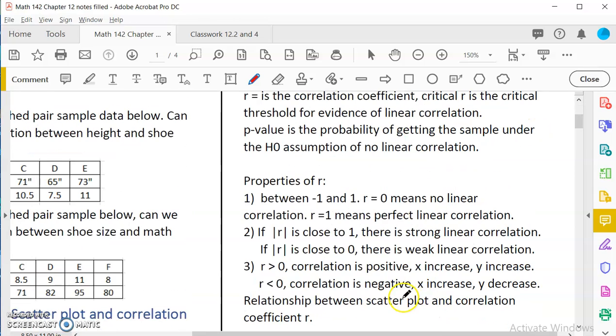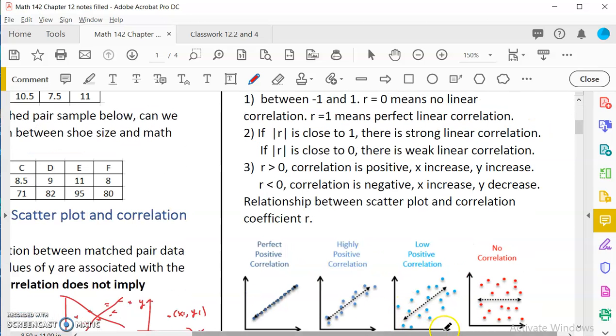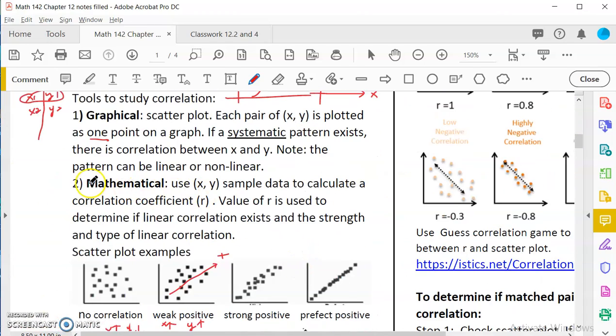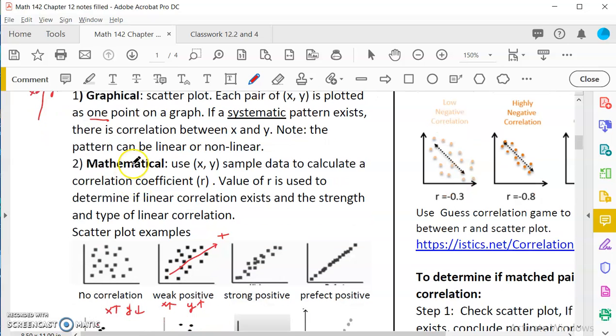So the other method that we do is mathematical. Instead of graphing a scatter plot, we would calculate a number. This number is useful. It can help us to determine if linear correlation exists, but in conjunction with the scatter plot. So you cannot just do one, you have to do both.